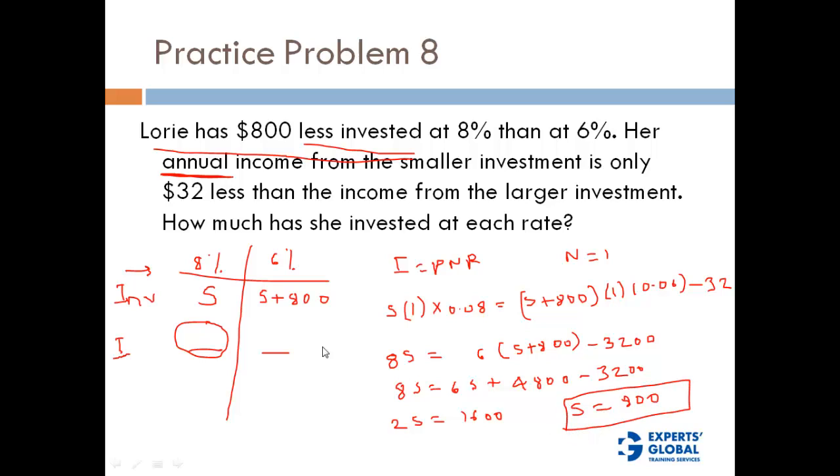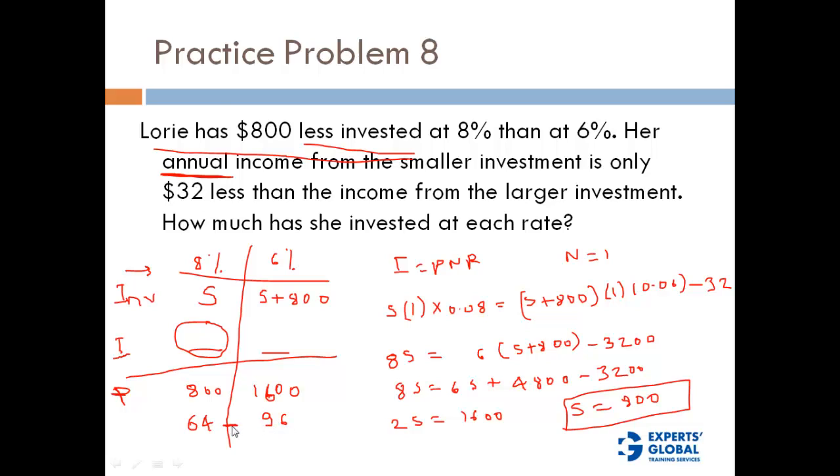That means let's now put these values in the table. So what we get is the principal amount here is 800. Here it is going to be 800 plus 800 is 1600. Right? Let's calculate the interest. It's going to be 800 into 8%. Correct? So it's going to be $64. Here it is going to be 1600 into 6%. So 1600 into 6% is going to be $96.